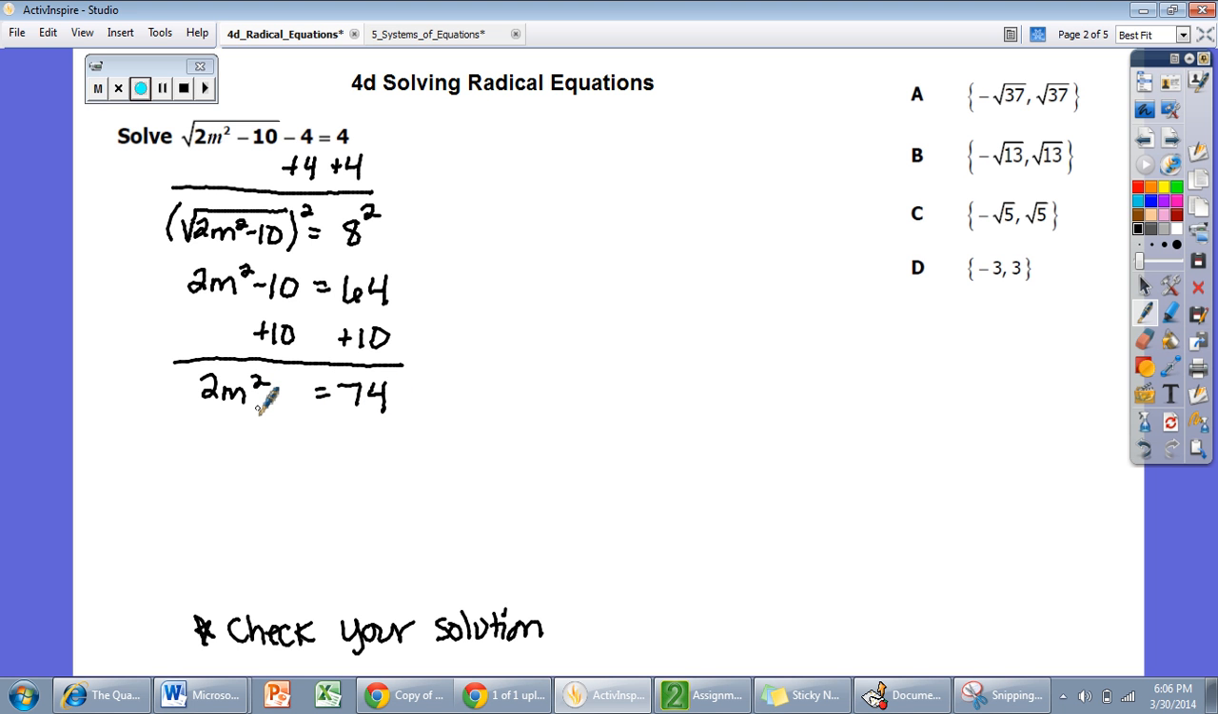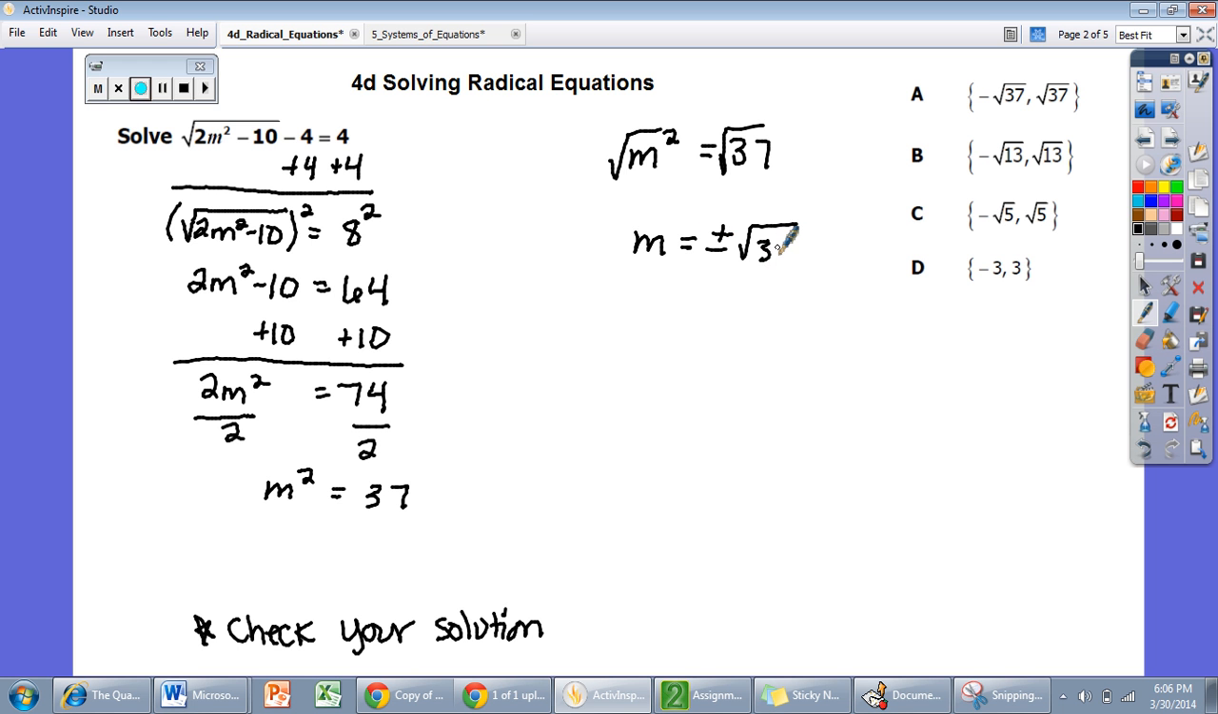And then we can't do the exponent yet. Okay, we're going to divide by 2. So 74 divided by 2 is 37. I'm going to continue up here. We have m squared is equal to 37. So from here you can see, okay, we're going to take the square root of both sides, and what our answer is going to be, m is equal to the positive and negative square root of 37, which is answer choice A.